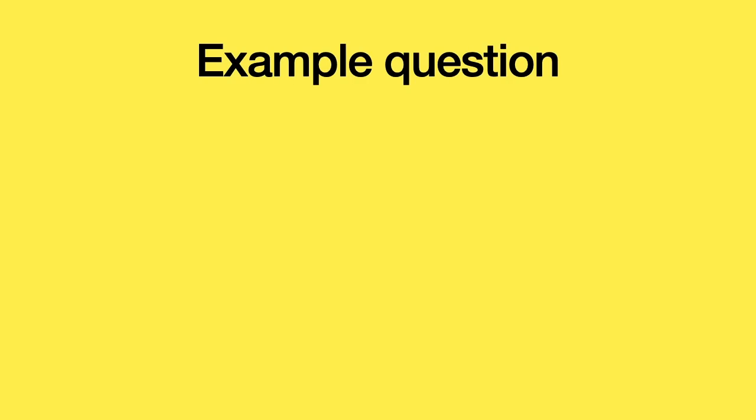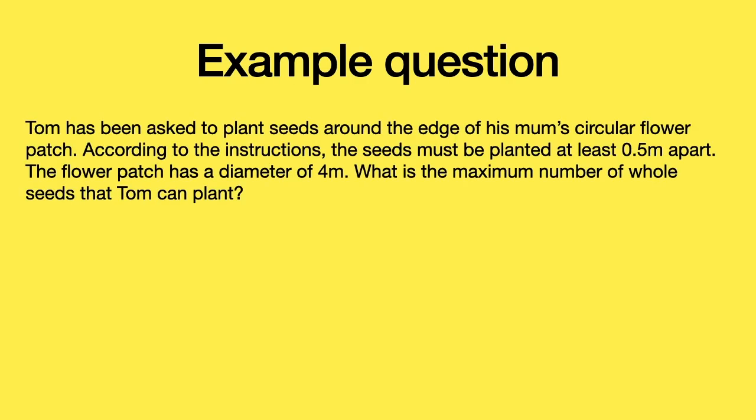So if we were just to do an example together, Tom has been asked to plant seeds around the edge of his mum's circular flower patch. According to the instructions, the seeds must be planted at least 0.5 metres apart. The flower patch has a diameter of 4 metres. What's the maximum number of whole seeds that Tom can plant? So if you wanted to pause the video now so you can try and work that out, we can go over it momentarily. Obviously the first thing that we need to do is work out what the circumference is.